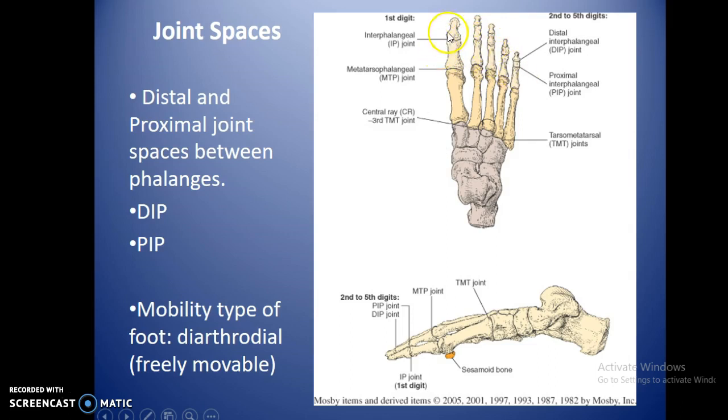So the big toe only has 2 phalanges. You only have 1 interphalangeal joint space. It's neither a DIP or a PIP. It's just an IP joint. Mobility type, diarthrodial, means it's freely movable through the foot, so you can move it around in a lot of different directions. The TMT joint spaces are going to be between the tarsal bones and the metatarsals going across on here. So those will just be right at the bases of these bones going across.